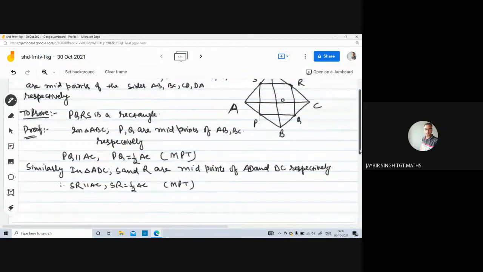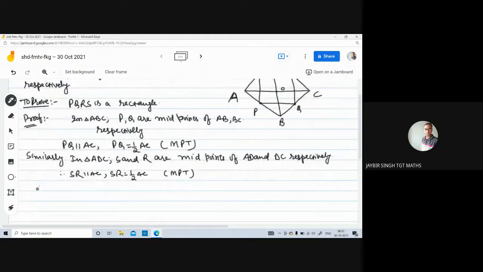So, from here, we can say PQ is parallel to AC and SR is parallel to AC. So, can I say PQ is parallel to SR? And here PQ is half of AC and SR is half of AC. So we can say PQ is equal to SR. So if one pair of opposite sides is equal and parallel, then we can say PQRS is a parallelogram.